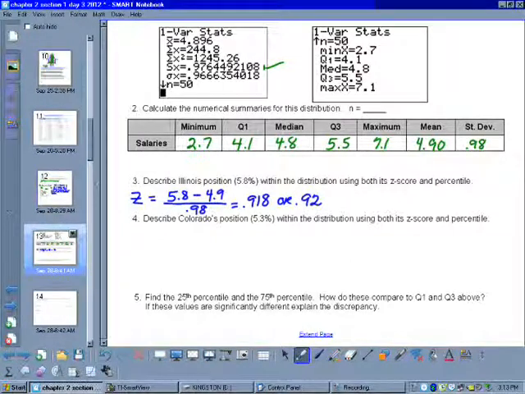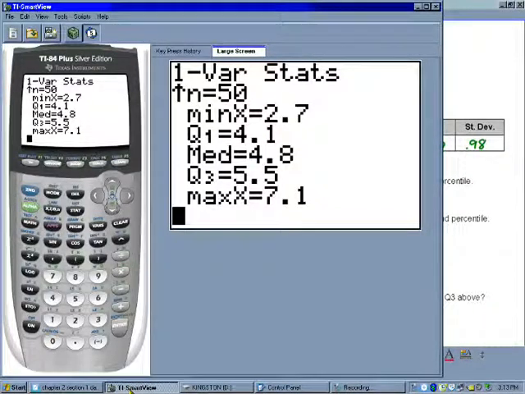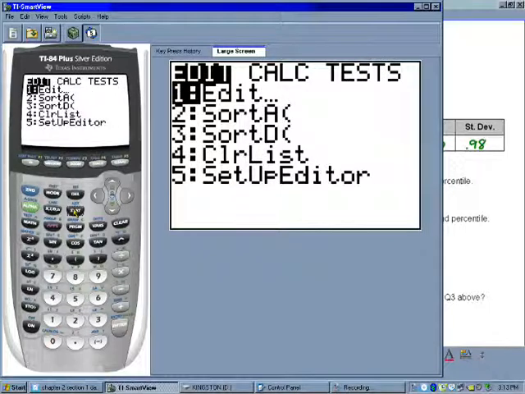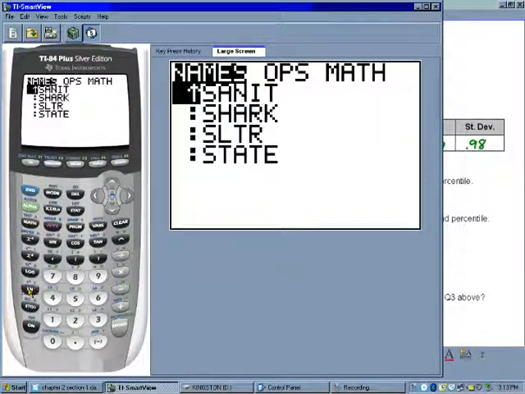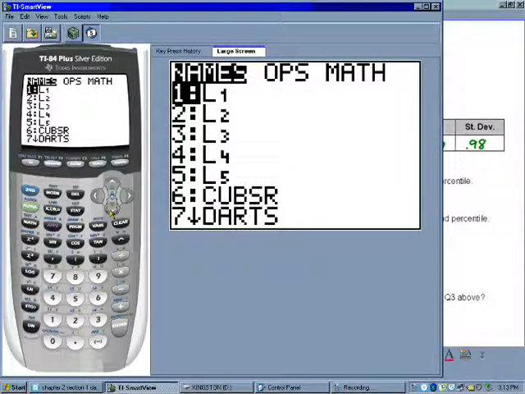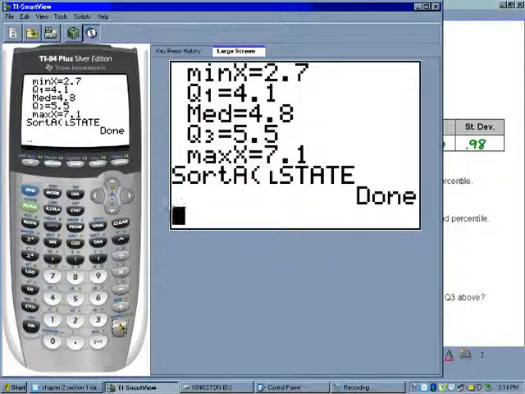To find the percentile, I have to find its place in the data set. So I need to go back to my calculator. I'm going to organize my list state by choosing stat. Number 2 for me is sort ascending, and I'm going to choose list state. Now it should be in order from the lowest to the highest.